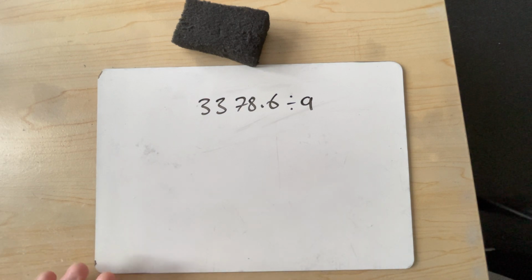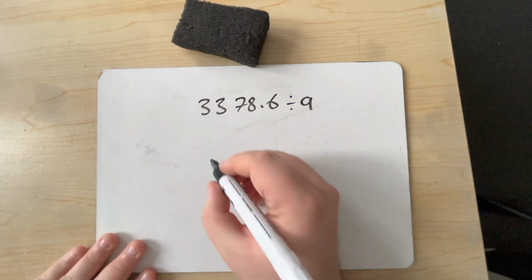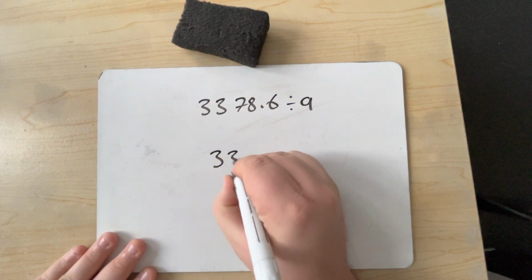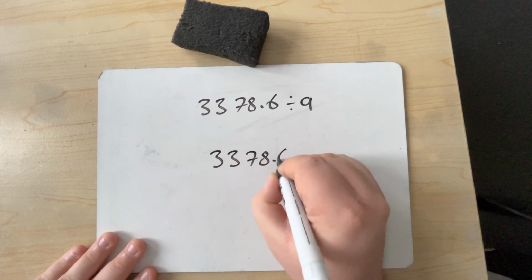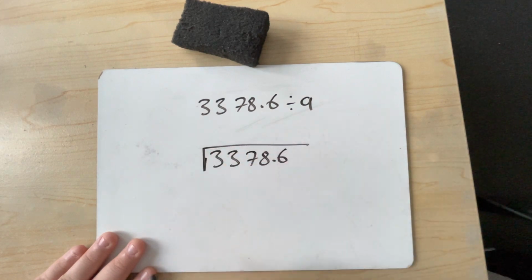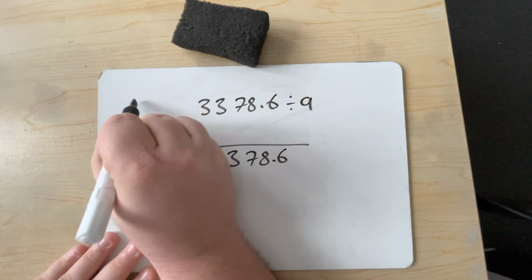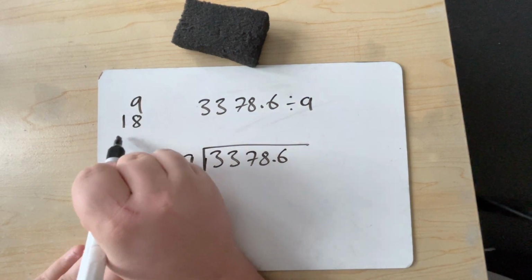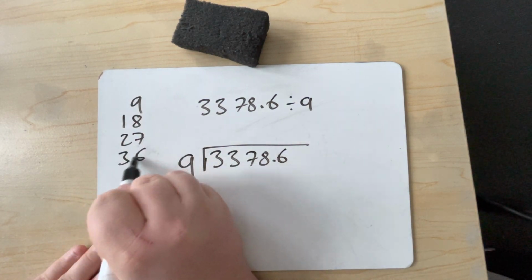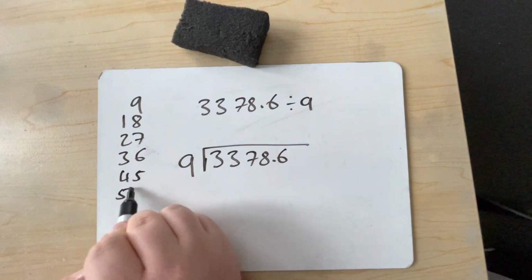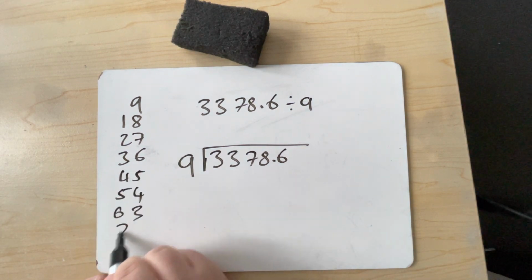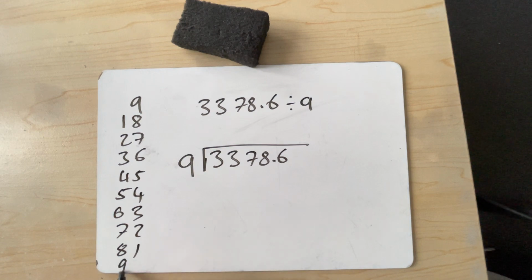Hello and welcome back. So what we're going to do now is we're going to take the number and we're going to put that inside our bus stop, okay? And then we're going to put 9 on the outside. So again, if it helps, there's nothing stopping you putting your times table on the side. In fact, I do encourage it, as it makes going through these quite easy.